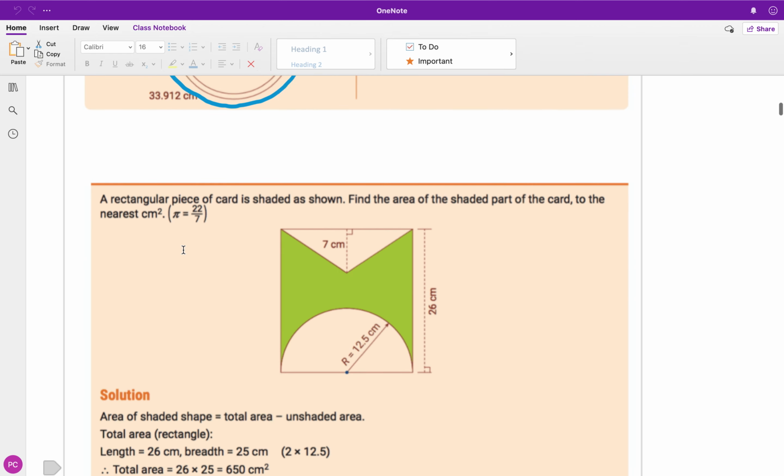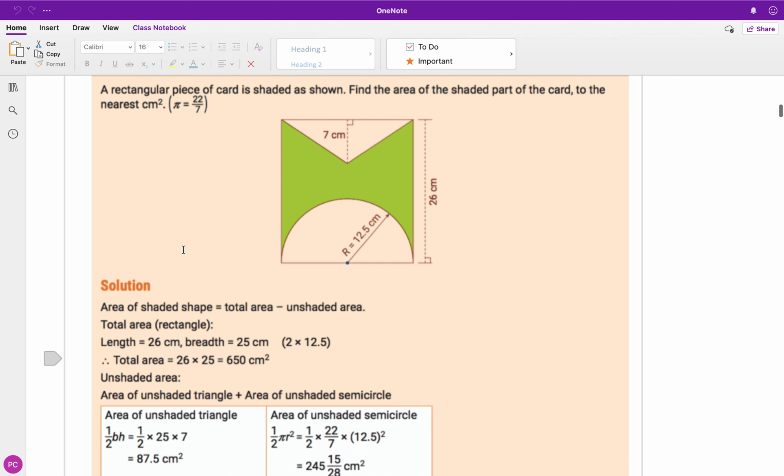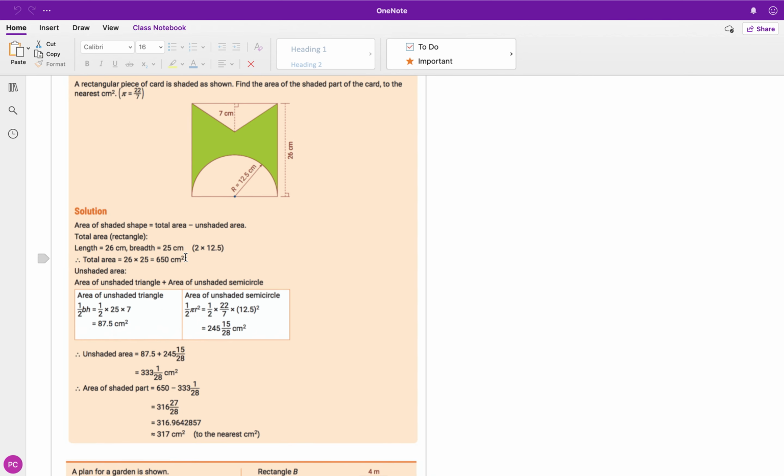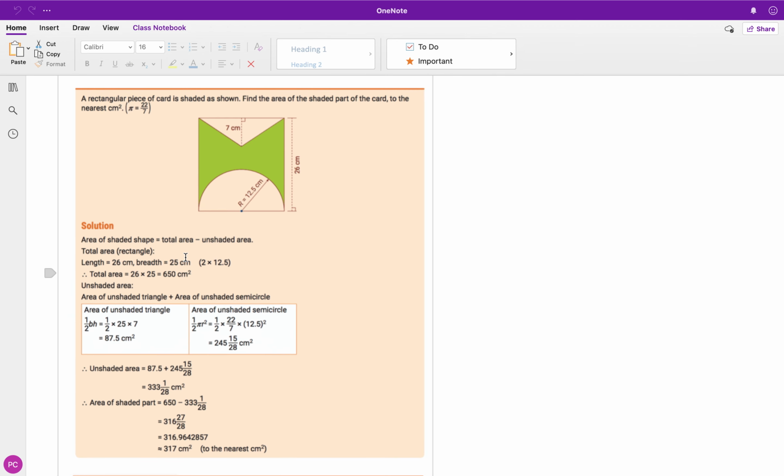Okay, right. Another example. Make it a bit smaller so we can see the whole thing. A rectangular piece of card is shown. They want us to take pi as 22/7, and we're looking to find the shaded part. What's the area of the shaded part? So that green bit there in the middle. If we're looking to find the area of the shaded part, what they say is the total area minus the unshaded area.